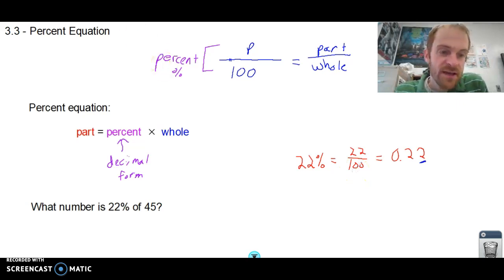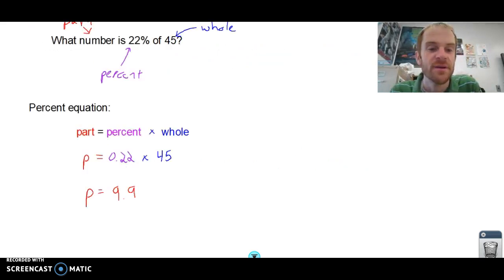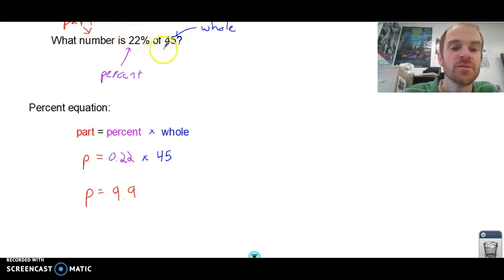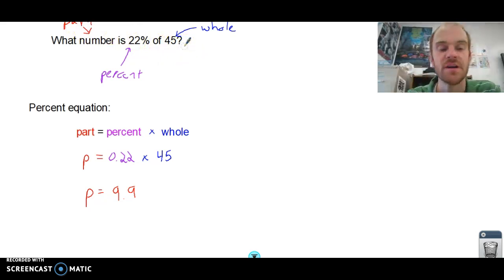So let's look at some examples here. And these are some other ways we might use this. So in this case, my example problem is, what number is 22% of 45? So in every single percent problem, I'm trying to find, okay, what am I looking for? And then what do I know? So in this case, what number is 22% of 45?